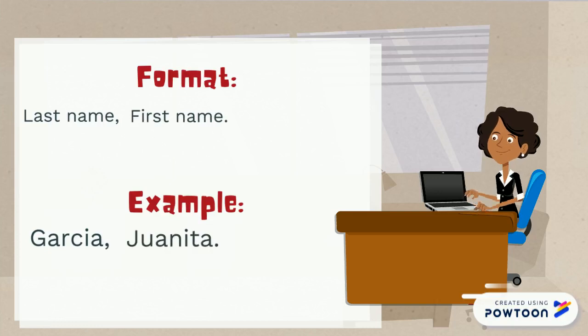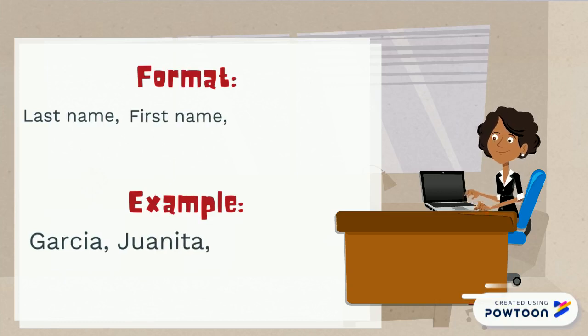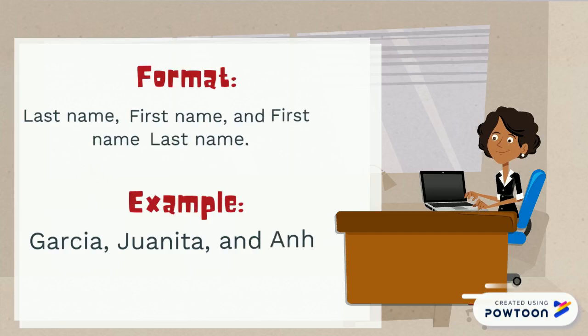If there are 2 authors listed, you want to include information for both. Do this by putting a comma after the name entry for the first author, a space, the word and, then you're going to reverse how you put the second name. So it's going to be listed first name first, and then last name.